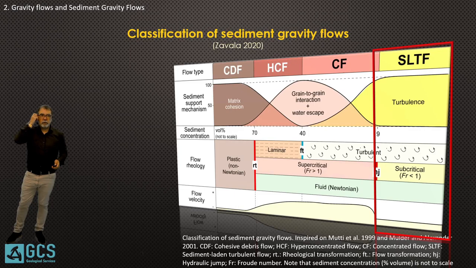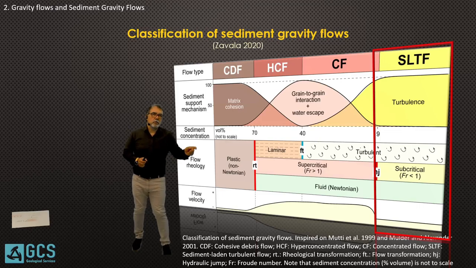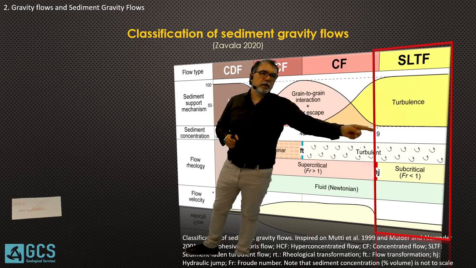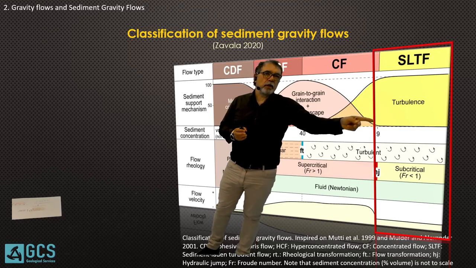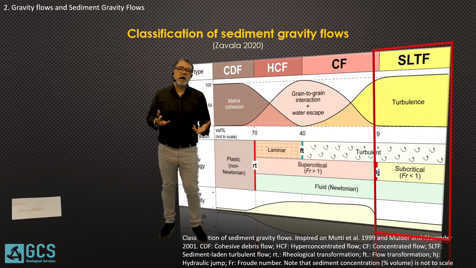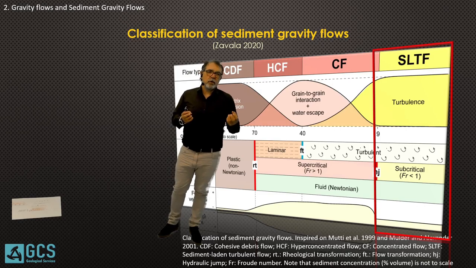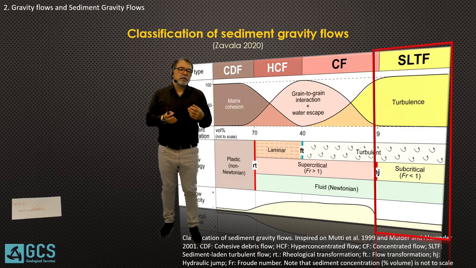So now we are going to move into sediment-laden turbulent flows. These are flows in which the sediment concentration is lower than 9% in volume. So this is fully turbulent. Fully turbulent flow means that the grains inside the turbulent flow cannot interact with one another. So we don't have any collision between the grains. The grain moves freely inside the flow.